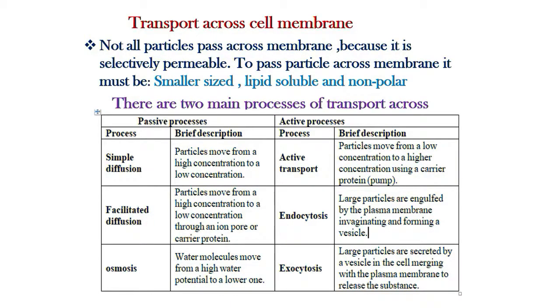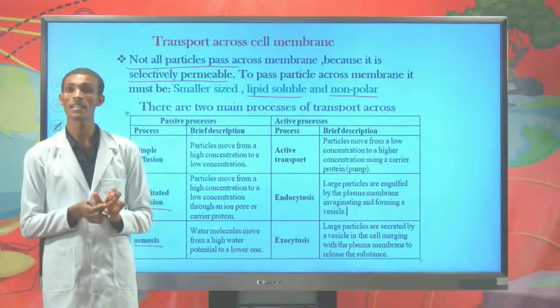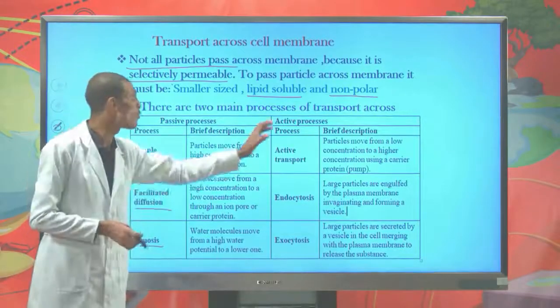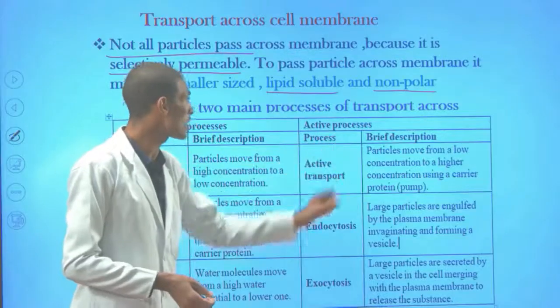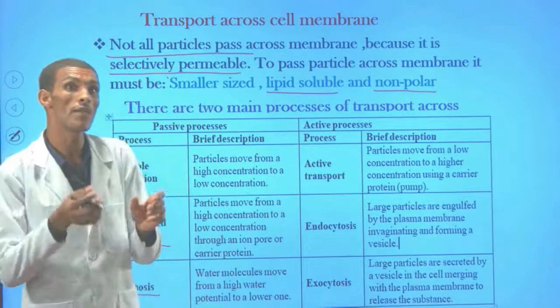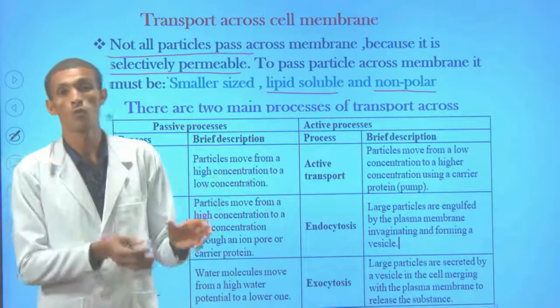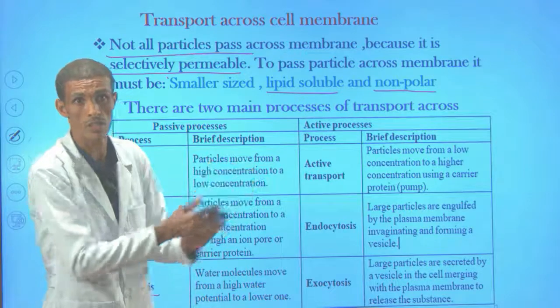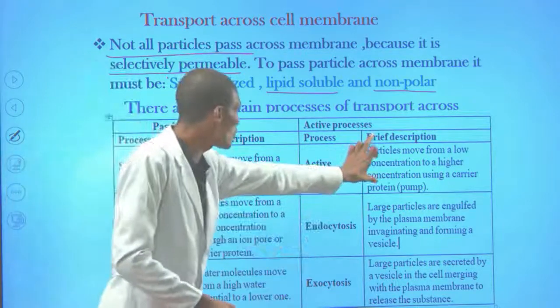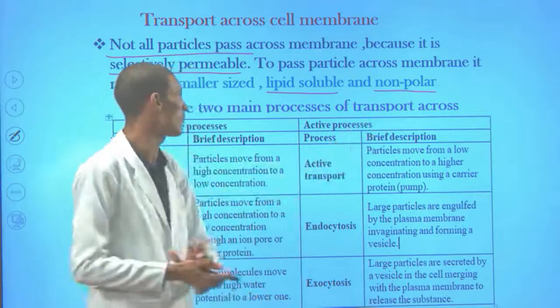When we say active process, it is a process that needs energy expenditure to move particles. Reversely, active transport involves movement of substances from where they are found in a low concentrated area to a high concentrated one. So there is no need of a concentration gradient in the active transport system.